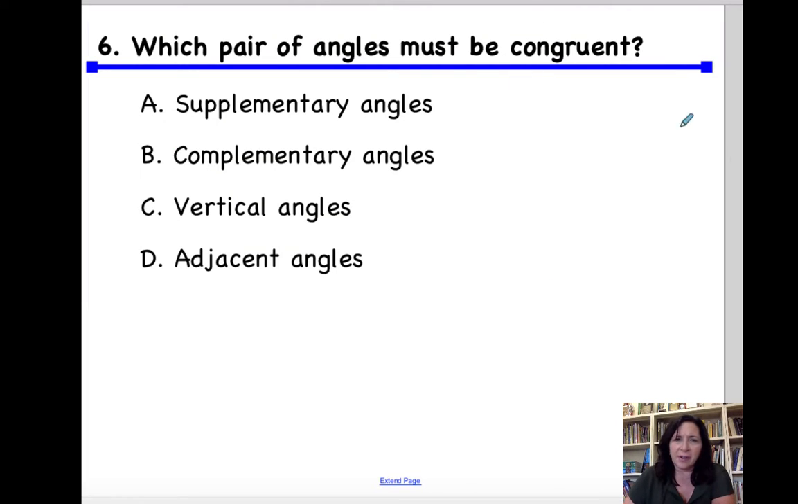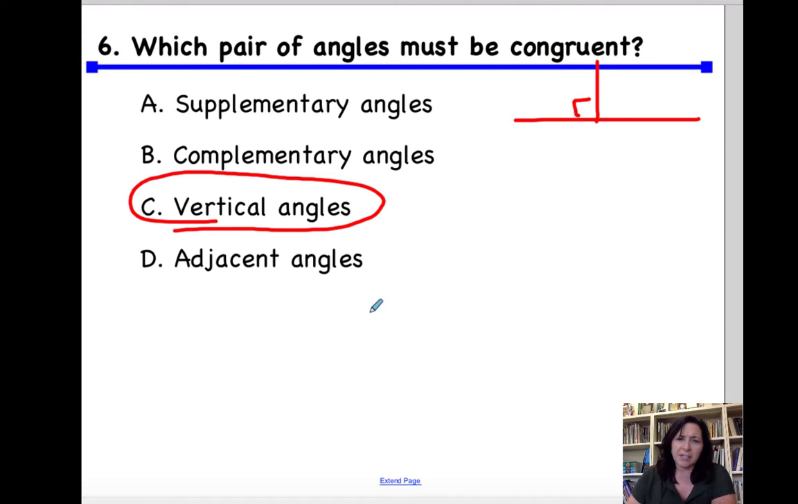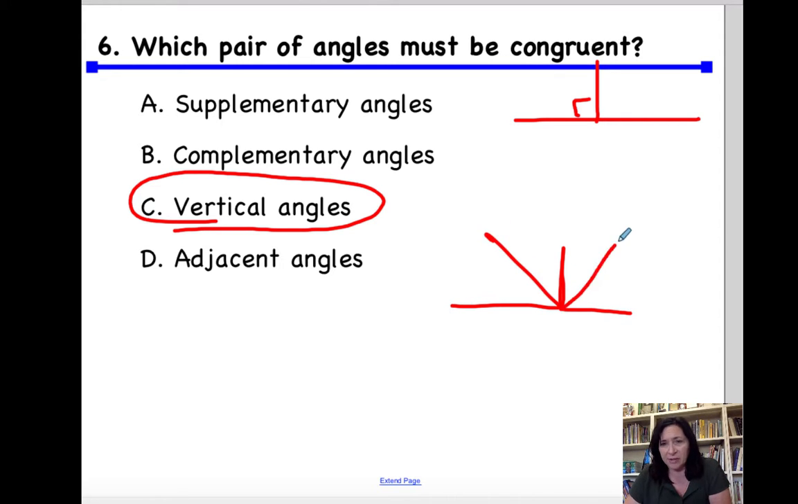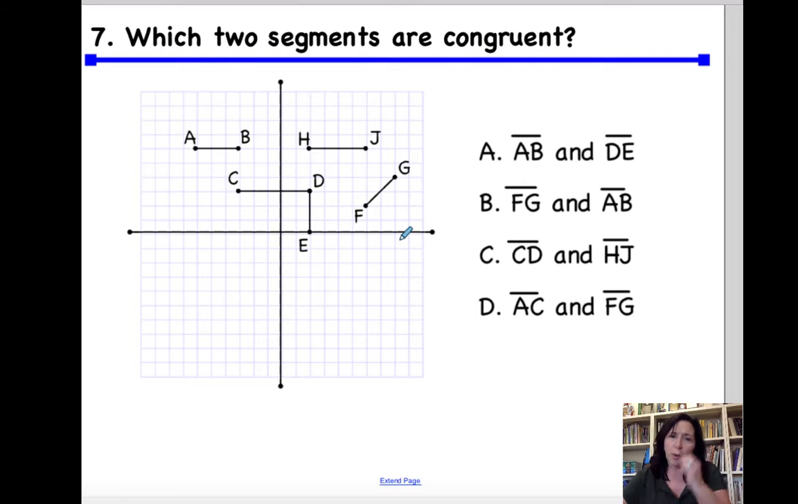So the next question says, which pair of angles must be congruent? Supplementary angles can be congruent only if they form perpendicular lines, they're right angles here. So that's not always true. Complementary angles can only be congruent if they're 45 and 45, but vertical angles are always congruent. Adjacent angles are only congruent if they form right angles, and actually, you could have adjacent angles look like that as well. So they're not always congruent. The other ones are sometimes congruent, but not always.